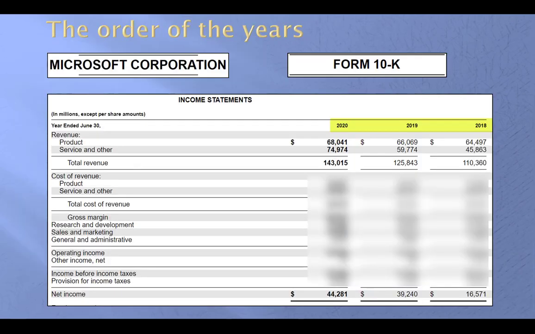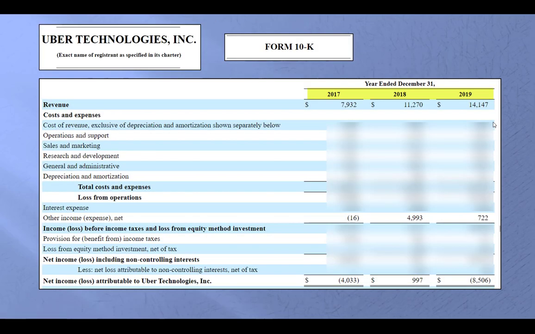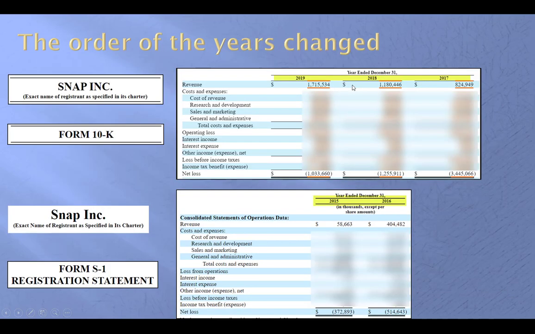Now, the order of the years. The current information on the left, the old on the right. Uber, the current on the right, the old on the left. And Snapchat, current on the right, old on the left.